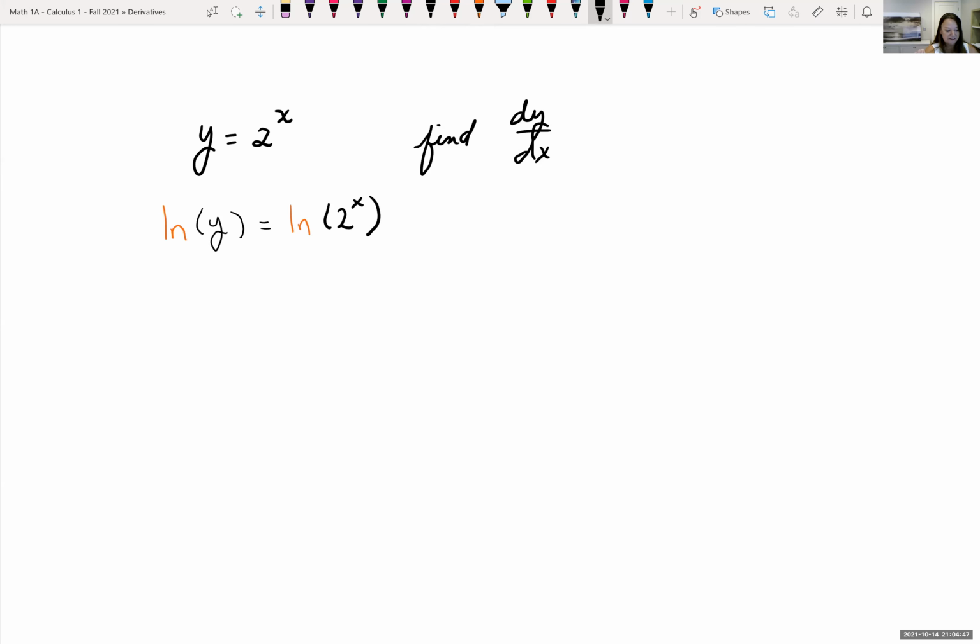So now I can use the rules of logs to bring my exponent down front. And so I would have here the natural log of y equals x times the natural log of 2. So recall natural log of 2, that's just a constant. It's just a number. And so when we take the derivative of that right-hand side, x times some number, it's just that some number. In our case, this is the natural log of 2. We're going to take the derivative of both sides, and so we're going to use our implicit differentiation.